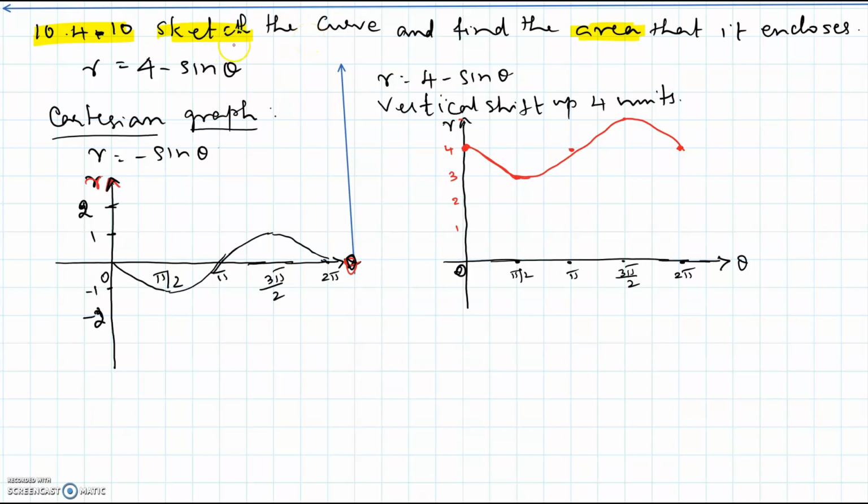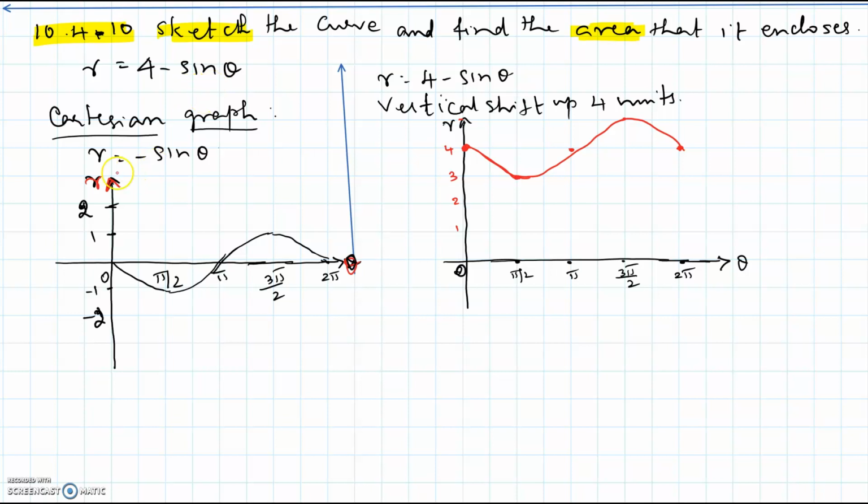Even though the question is about a polar curve, it is always better to take a look at the Cartesian graph and then change the Cartesian graph to a polar graph. So when you do the Cartesian graph for r equal to 4 minus sine theta, you first consider r equal to negative sine theta and then look at the graph of 4 minus sine theta, which is a vertical shift up of the first graph by 4 units.